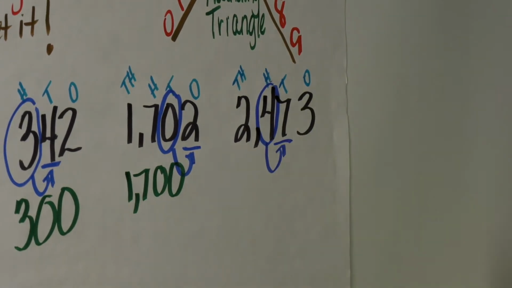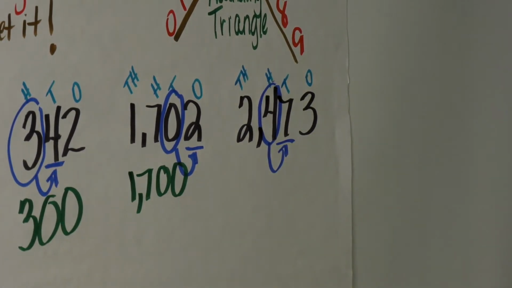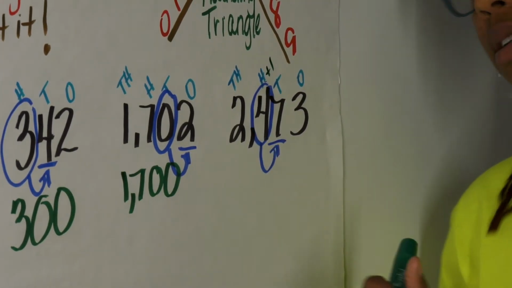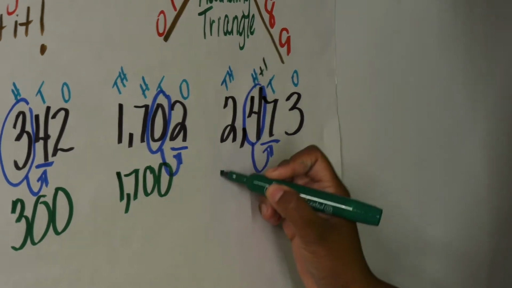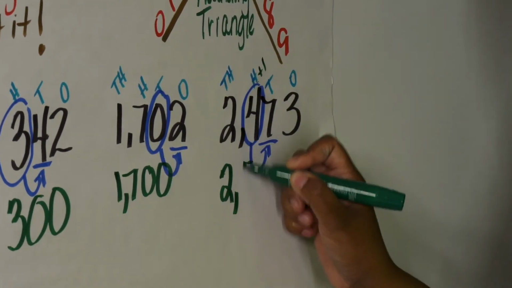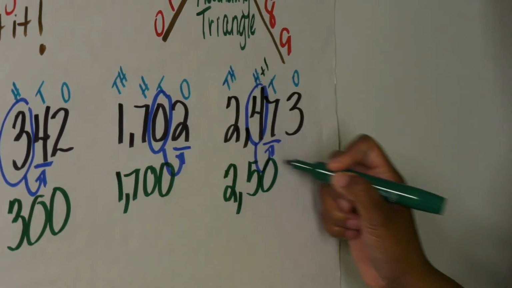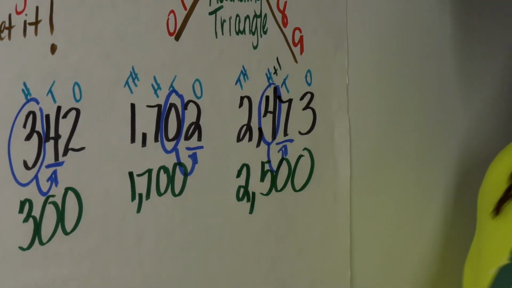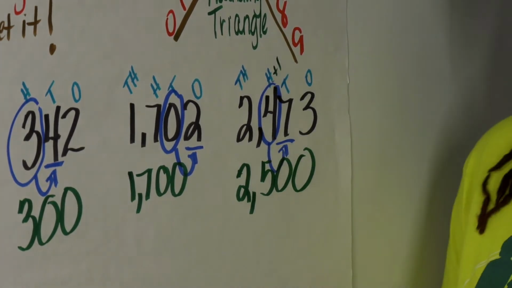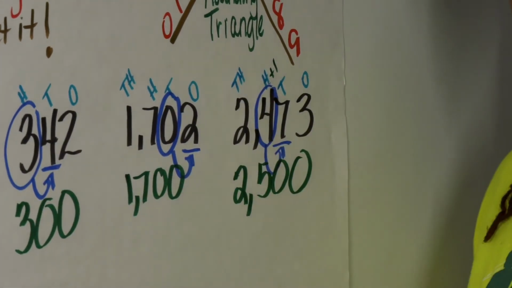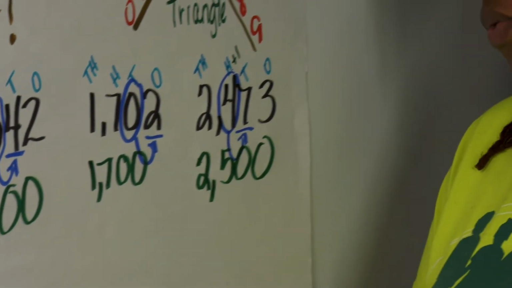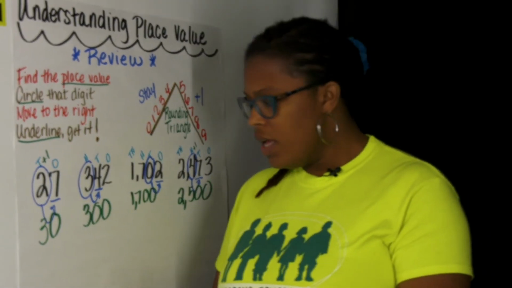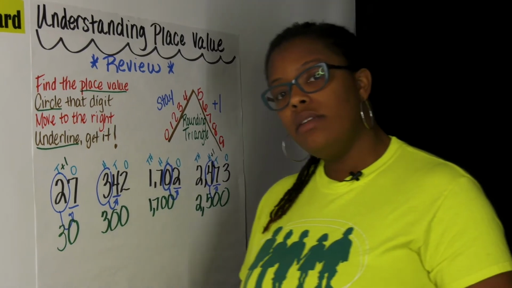What does the 7 tell you to do to the 4? It tells us to add 1. Okay, remember, anything in front of my circle digit just gets brought down. It stays the same. 4 plus 1 is 5. Everything after my circle digit turns into a 0. 2,473 rounded to the nearest hundreds is 2,500. Okay, so hopefully this review helps you to answer your Kahoot questions. Now we want to shift to decimals.